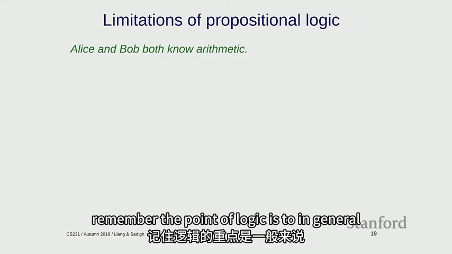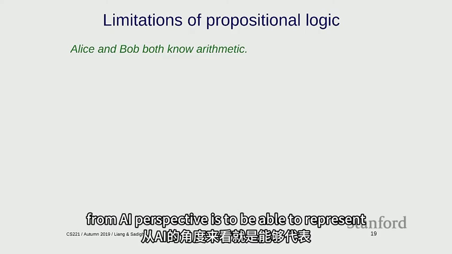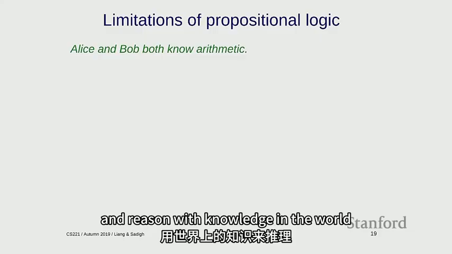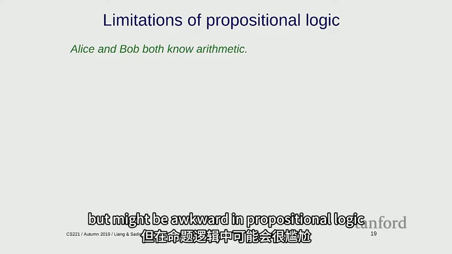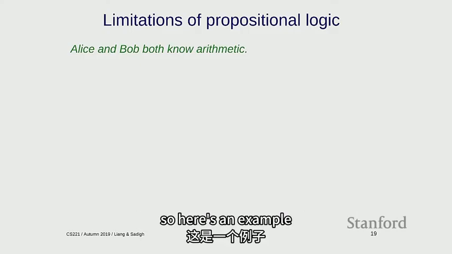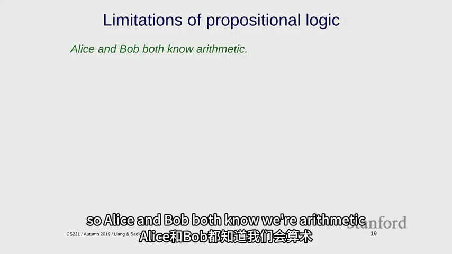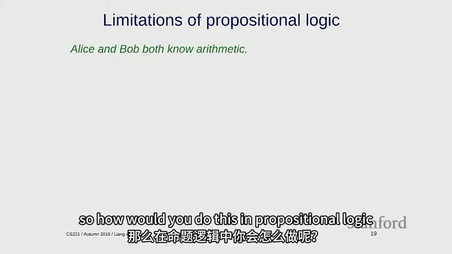So remember, the point of logic, from an AI perspective, is to be able to represent and reason with knowledge in the world. There are a lot of things that we want to represent, but might be awkward in propositional logic. Here's an example: Alice and Bob both know arithmetic. How would you do this in propositional logic?